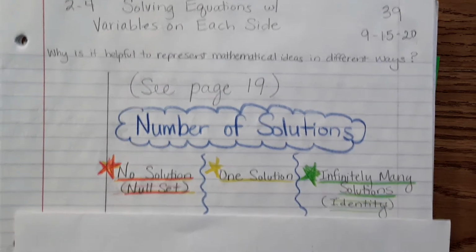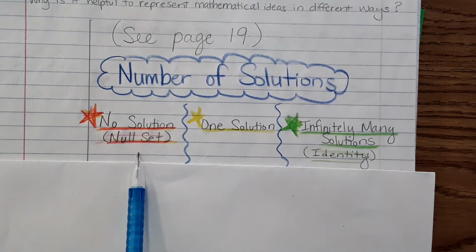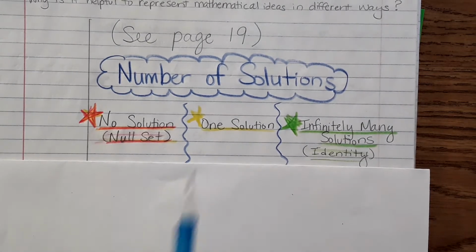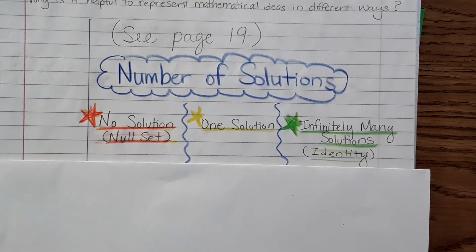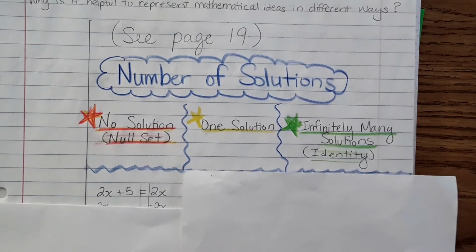There are three possible solutions. That's no solution, otherwise known as null set. One solution, which you are used to finding every time you solve an equation, or infinitely many solutions, otherwise known as identity. Let's begin with no solution.